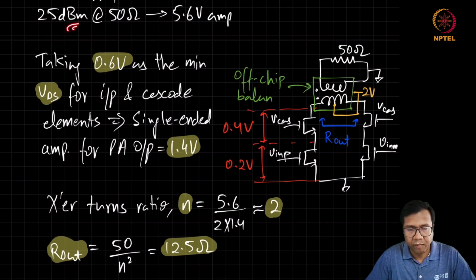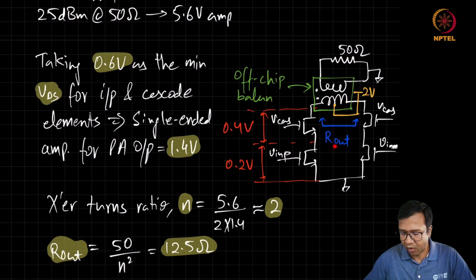So we can see that if we are targeting an output 1 dB compression of 25 dBm, it means that at 50 ohms, this 25 dBm will translate to a voltage amplitude of 5.6 volts. So even though the input signal will rarely go close to 25 dBm, we have to design the power amplifier such that it can handle such a high swing at the load. Now it is not possible to design a power amplifier which can handle such a high voltage swing across the MOS devices. So we will be assuming there is an off-chip balun which will be transforming the 50 ohms load to a lower value.